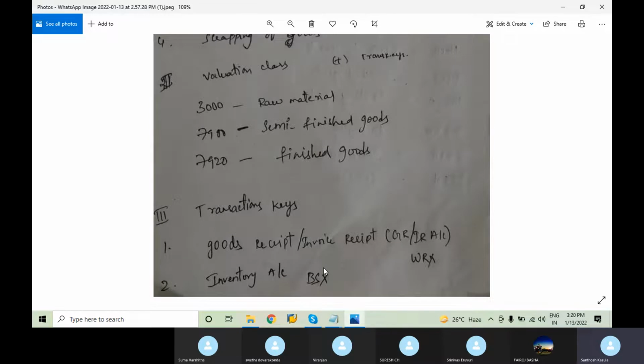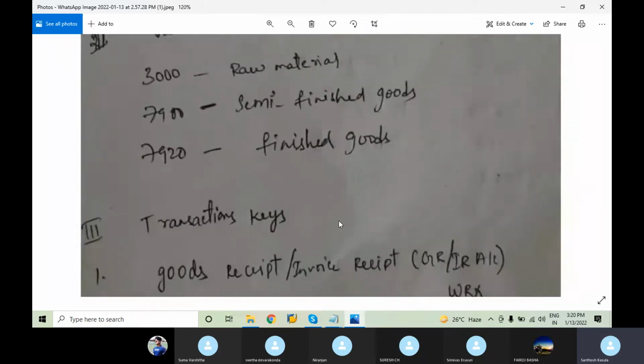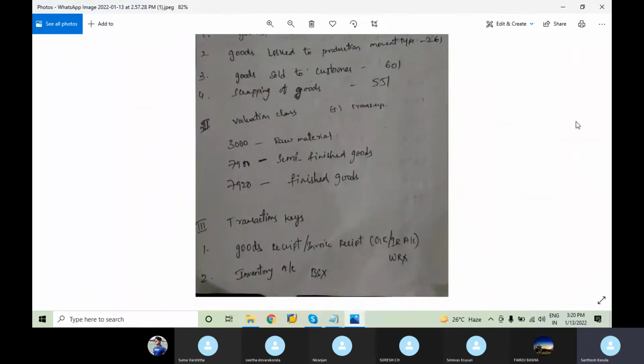So the MM people will not directly enter the inventory account, but they will enter BSX debit, and goods receipt means WRX. So they'll enter BSX debit and WRX credit. It means they will not enter the inventory account and goods receipt account directly. So these transaction keys are useful for that. And there are multiple transaction keys.